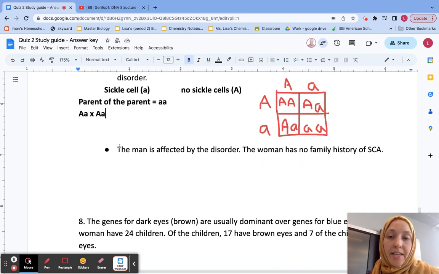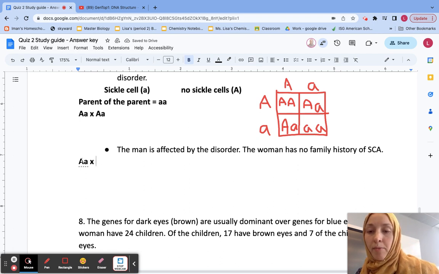Okay, now it says the man is affected by the disorder. The woman has no family history of sickle cell anemia. So first we want to say, what are the likely genotypes of these parents? So the man is affected by the disorder. So he must have homozygous recessive sickle cell. Before I give the answers, always try to do it yourself, okay? So he must be homozygous recessive because he has sickle cell. But the woman has no family history of it at all. So I'm going to say that she's homozygous dominant, that she doesn't have any alleles for sickle cell. So if we were to do this cross, you can go ahead and do the Punnett square.